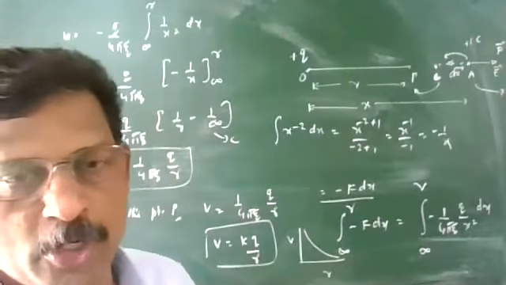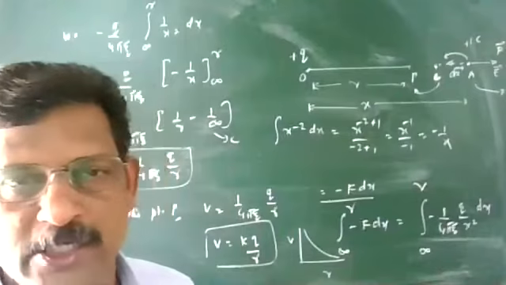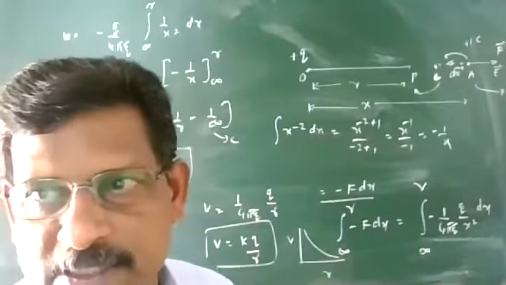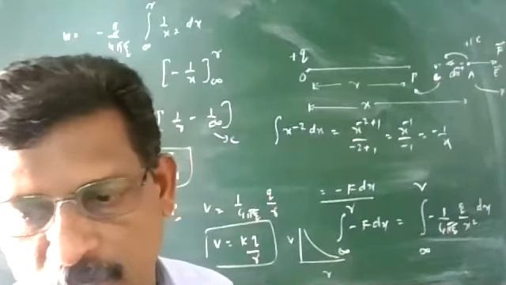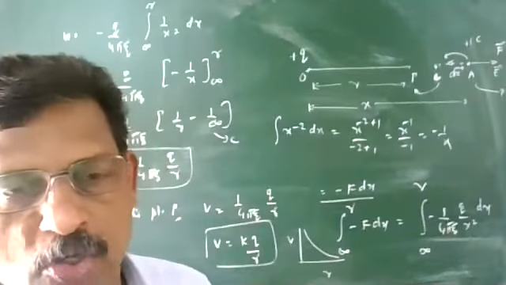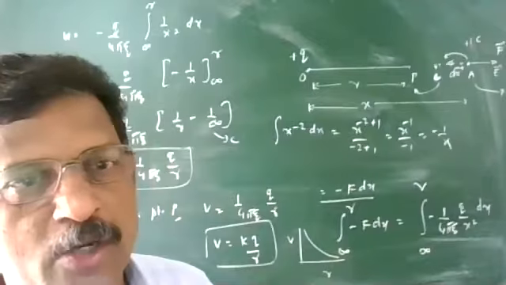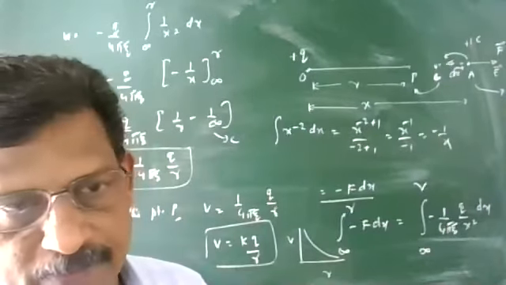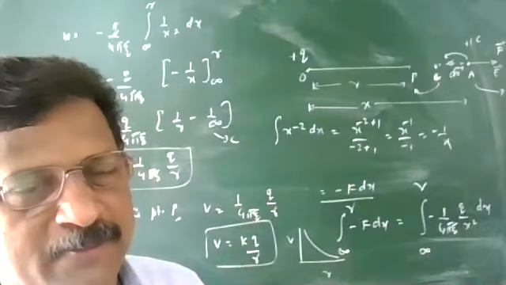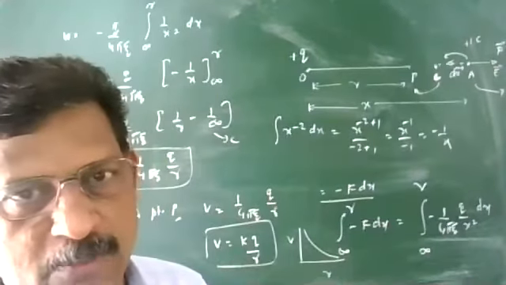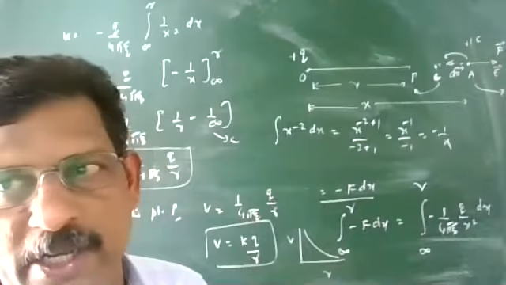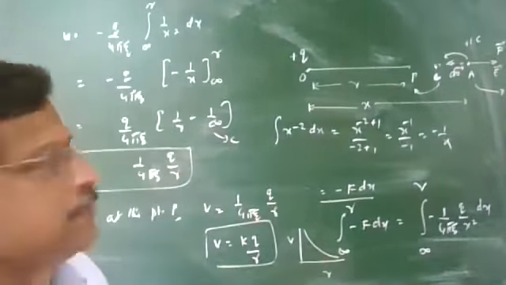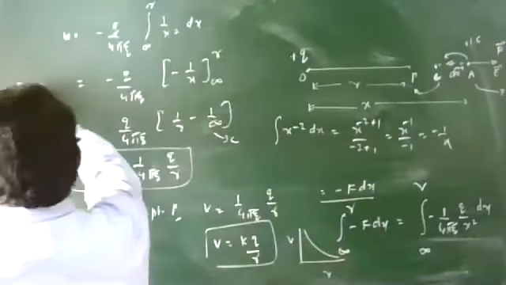Next is potential due to a group of point charges. Suppose you have more than one charge, 2 charges, 3 charges, 4 charges, etc. How to find out the total potential at a point? So total potential at a point due to a group of point charges can be calculated by using the superposition principle. So here we have to take simply the algebraic sum. Positive charge का potential positive है, negative charge का potential negative है. सबको algebraic sum करना है. Sign to be considered.